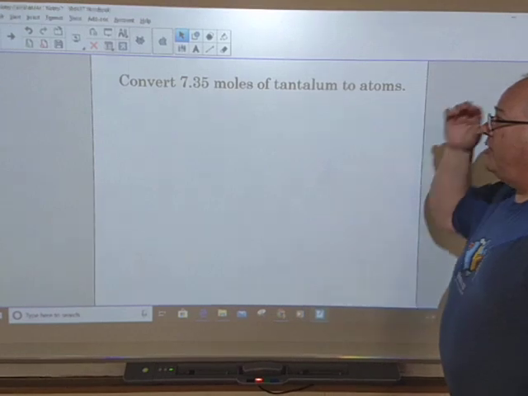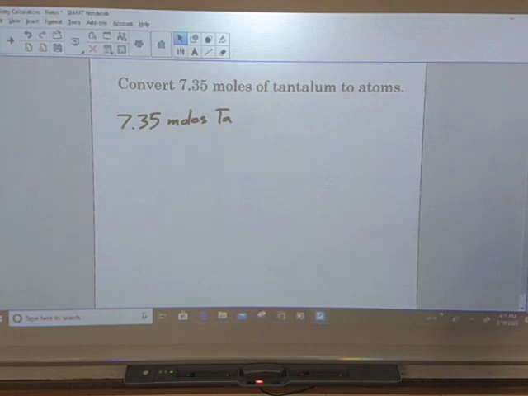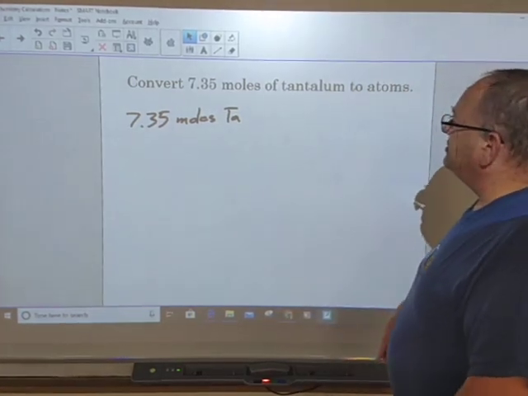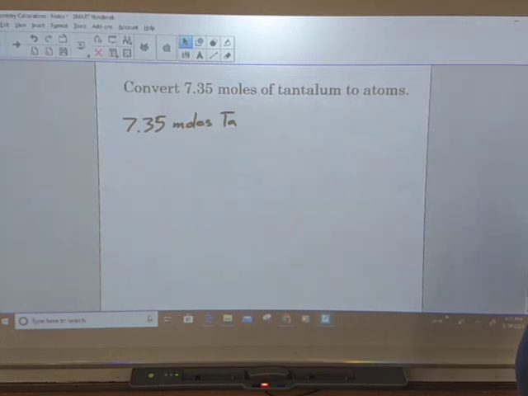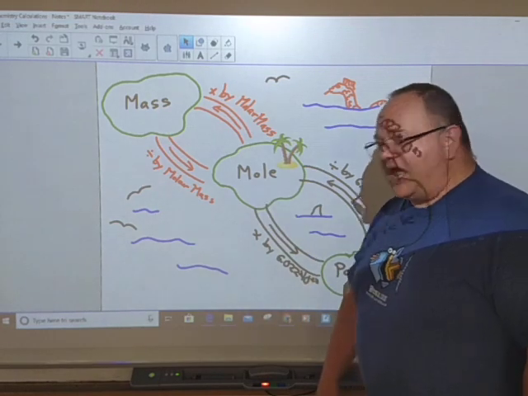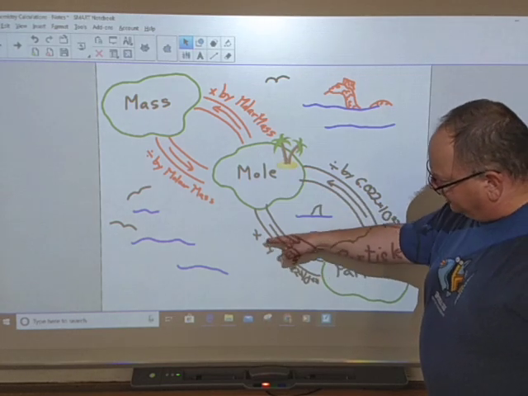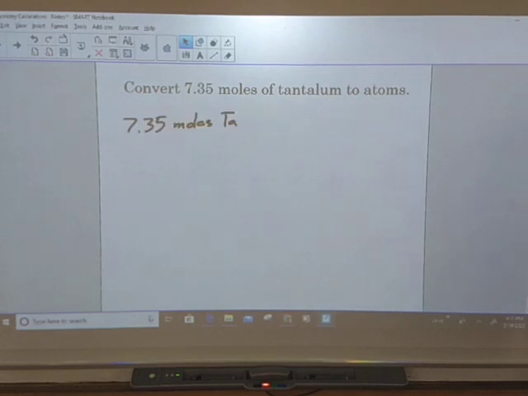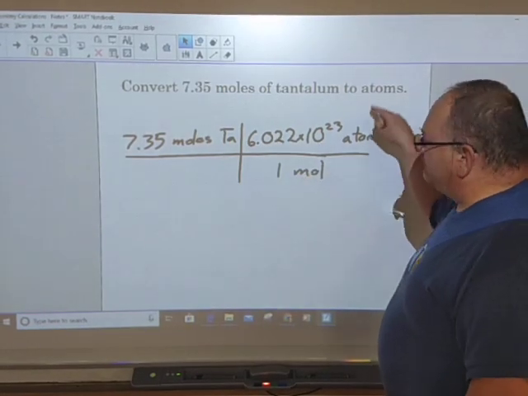We're going to convert 7.35 moles of tantalum into atoms of tantalum. How many atoms would that be? So when I did conversion problems, we always write down what we're starting with. 7.35 moles of tantalum. And let's take a peek. I want my map. There we go. Okay, I start out with moles, and I want to get to atoms. And atom is on Particle Island, so I'm going to follow this bridge, and I'm going to multiply by Avogadro's number. I multiply by Avogadro's number because that's the number of atoms in a mole.